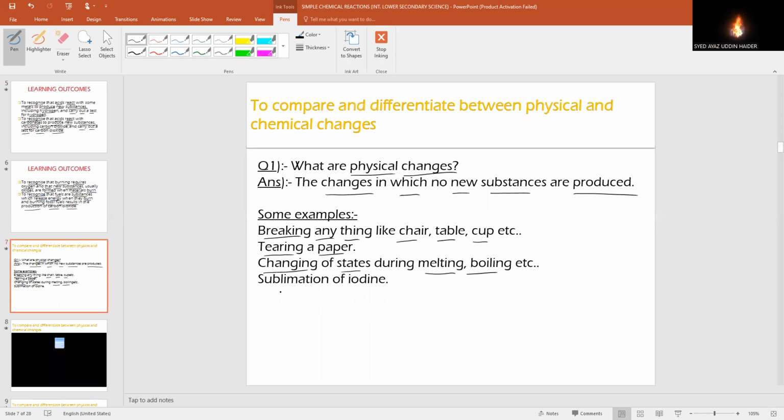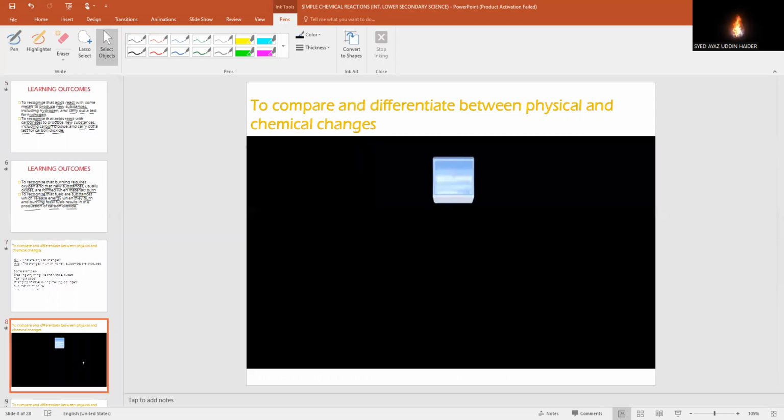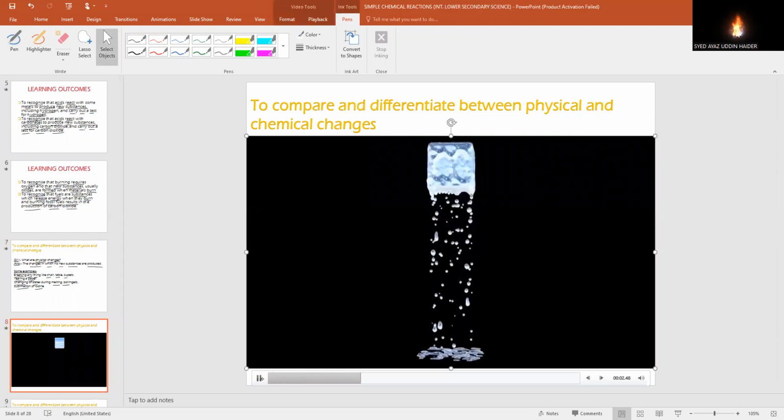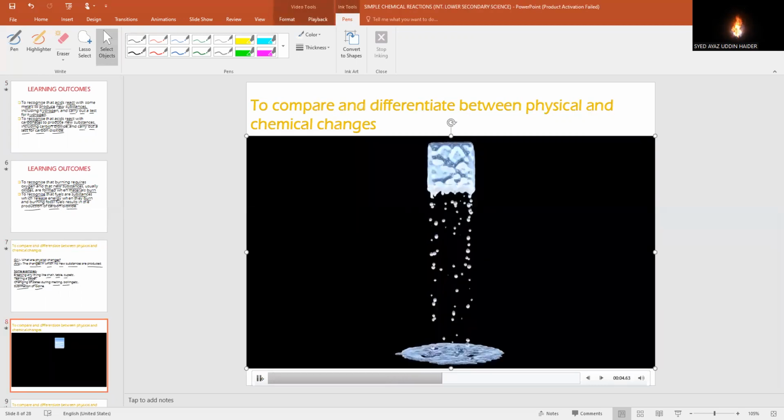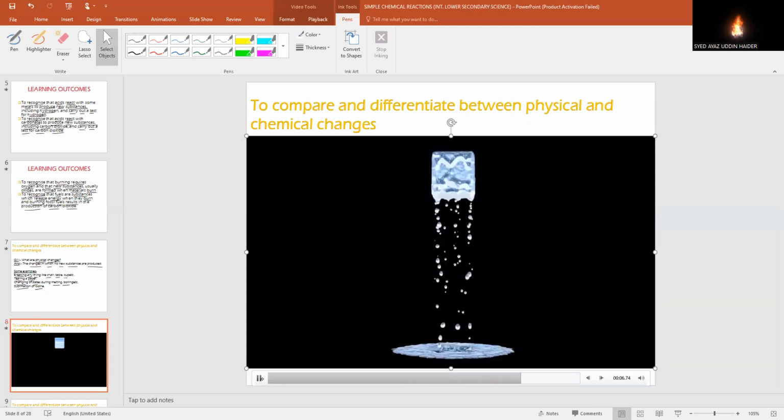Sublimation of iodine. Here's the example of melting of ice. You see the solid state is changing into the liquid state, which is water.